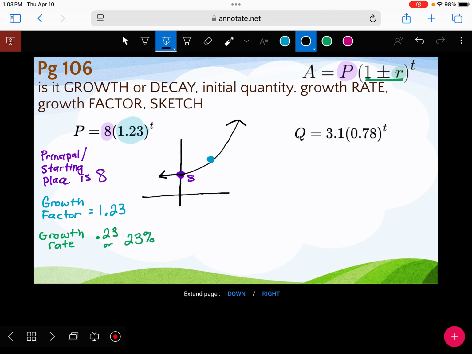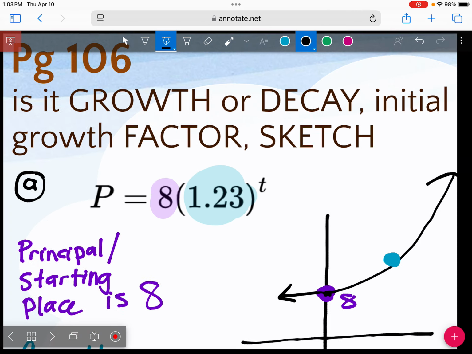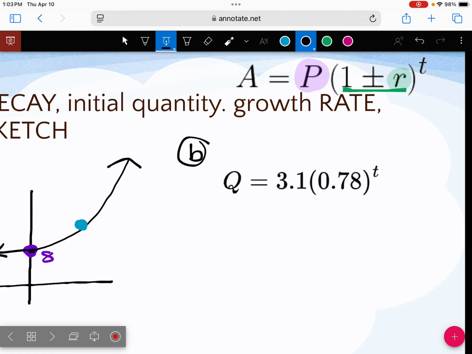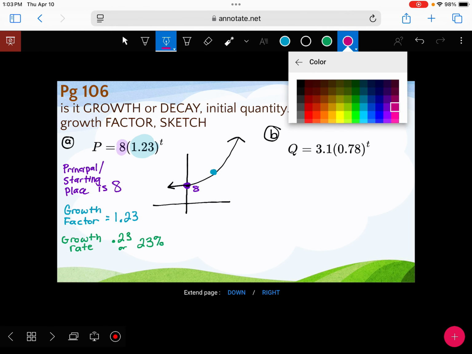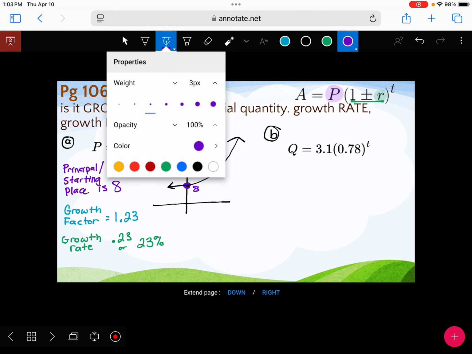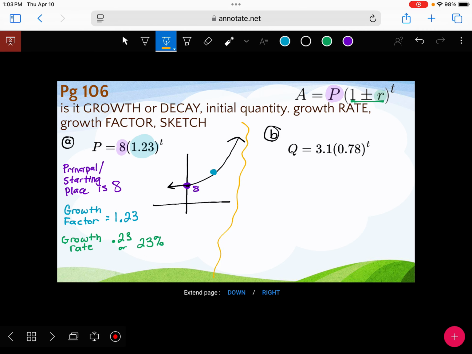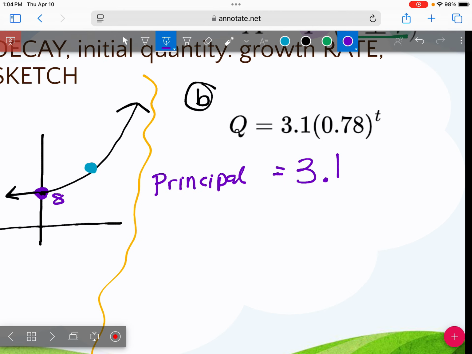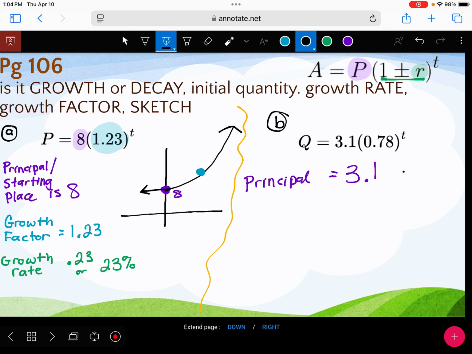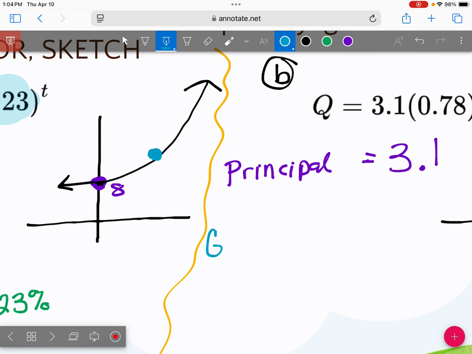So this one was part A. This one is part B. What is our principal? 3.1. That's our starting place. That is our y-intercept. It's where we begin, however you want to think about it. What is our growth factor? 0.78. I'm just going to call this GF. Growth factor is our 0.78.